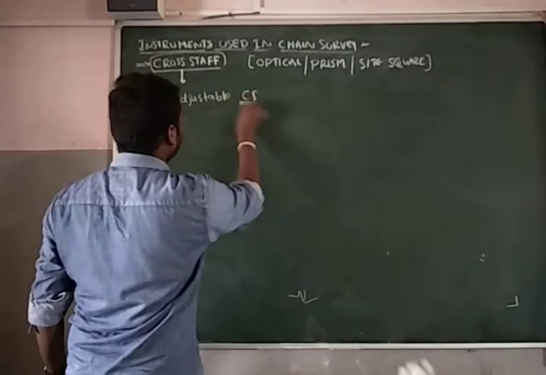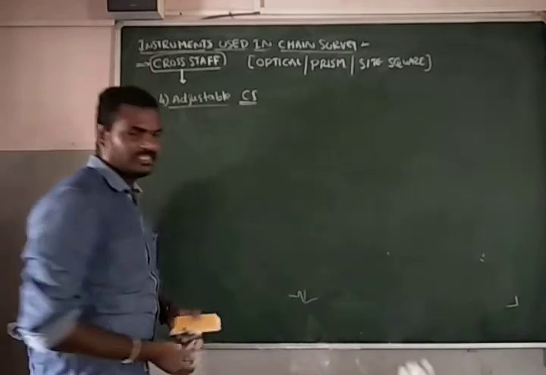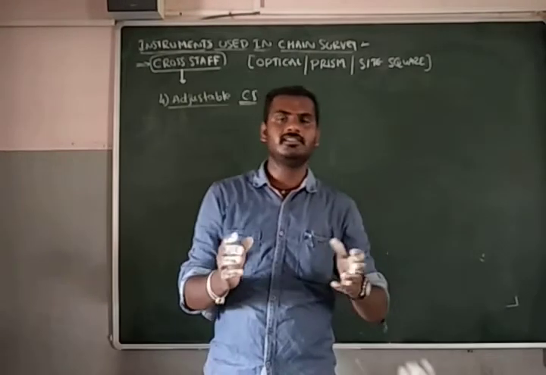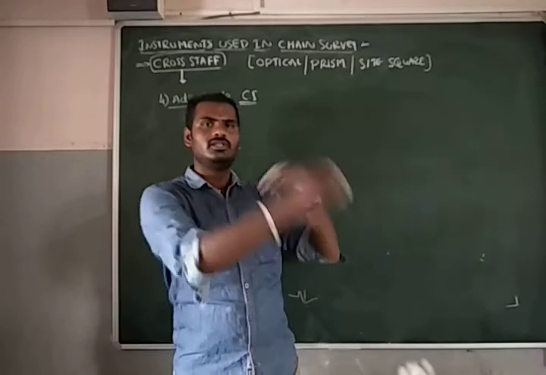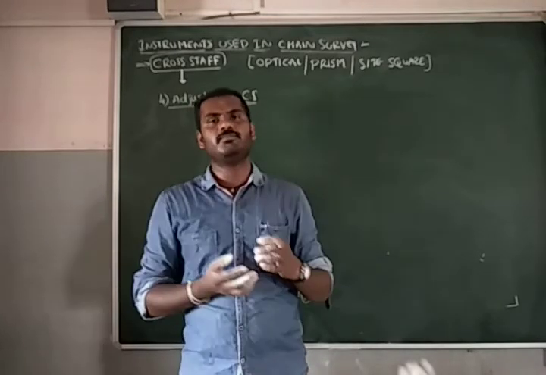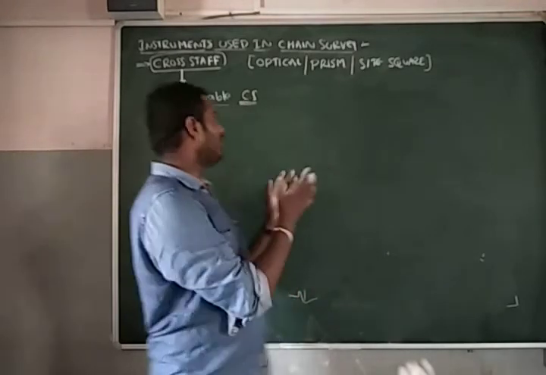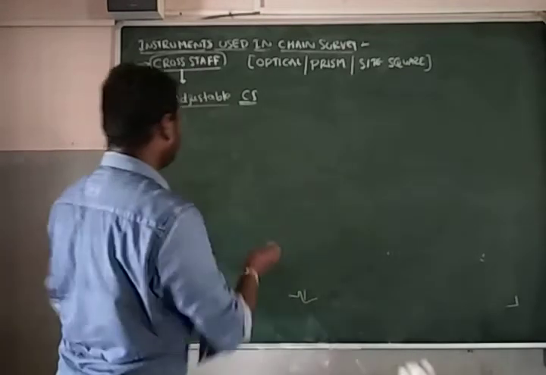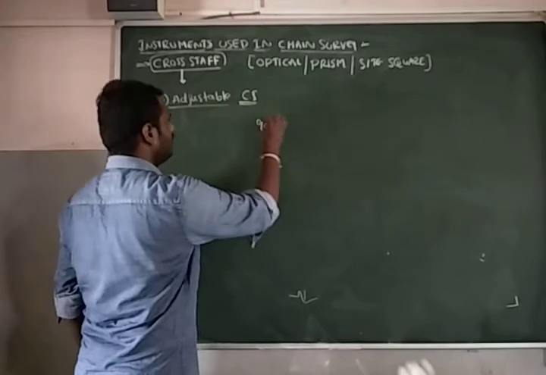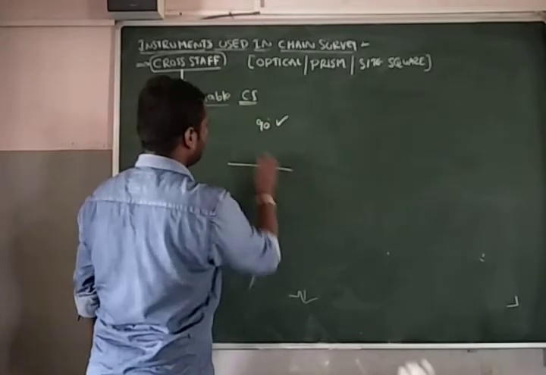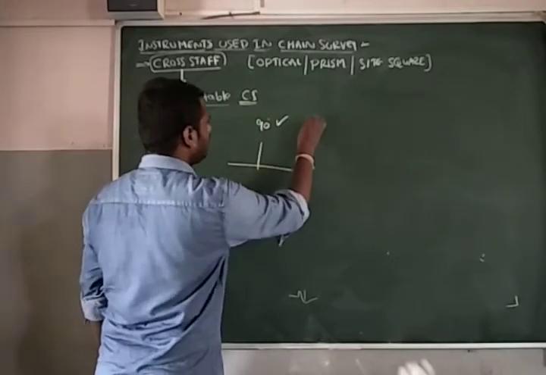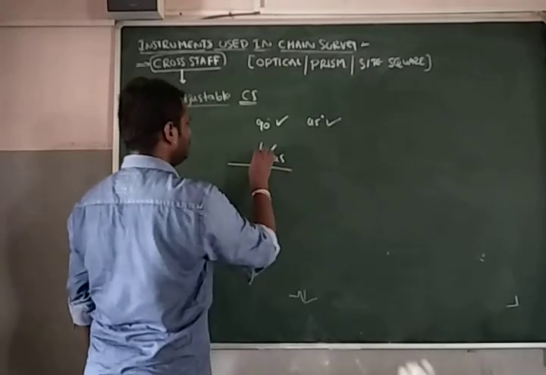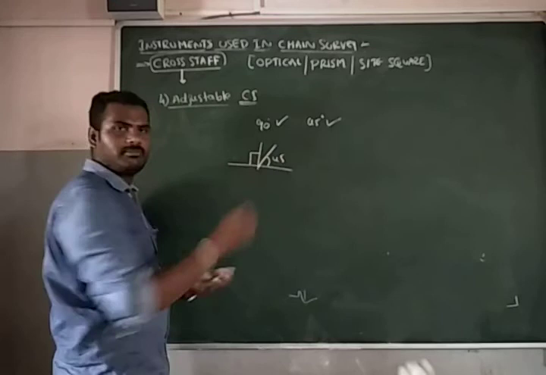I'm writing the series: cross staff, adjustable cross staff. So now the question is, you know how to erect perpendiculars at 90 degrees, and you know how to give the oblique offset, but how to draw any angular object? What about the remaining angles? To the line, 90 degrees, okay. Oblique 45 degrees, okay. That's okay, 45 degrees, and 90 degrees.